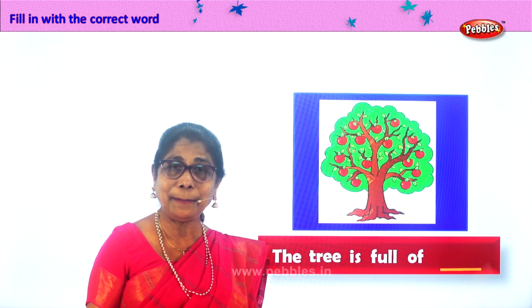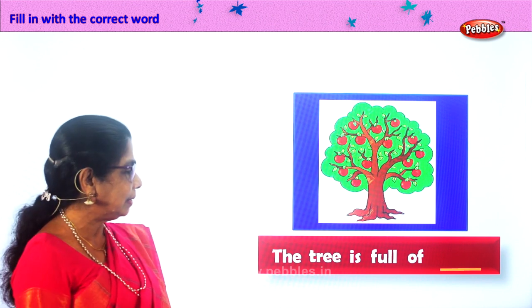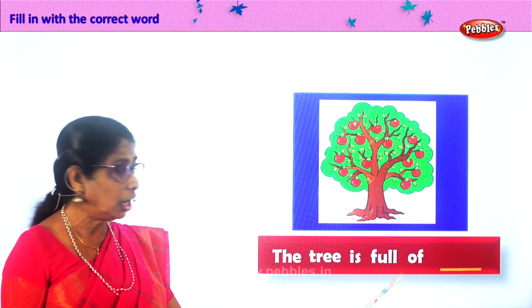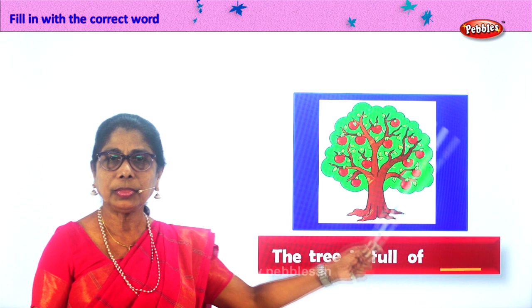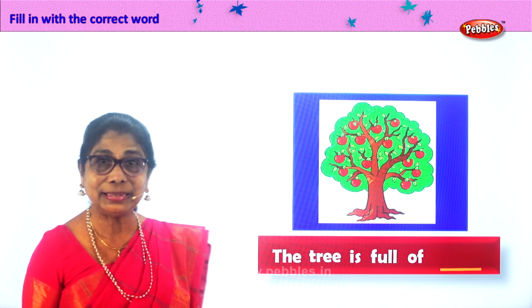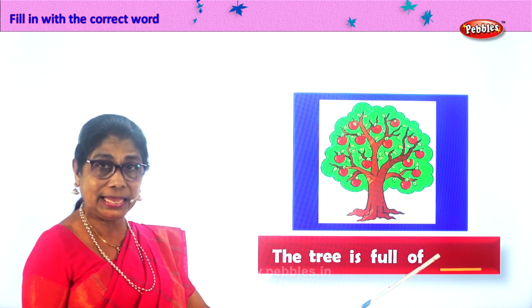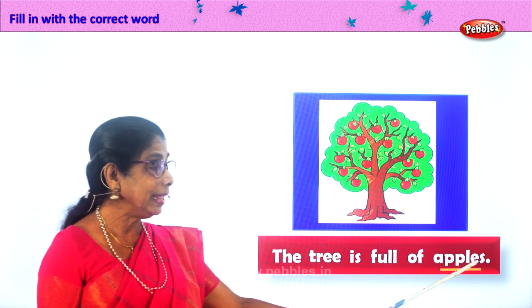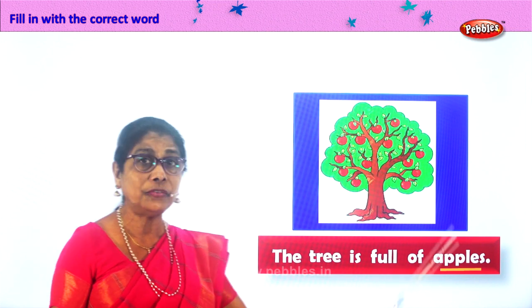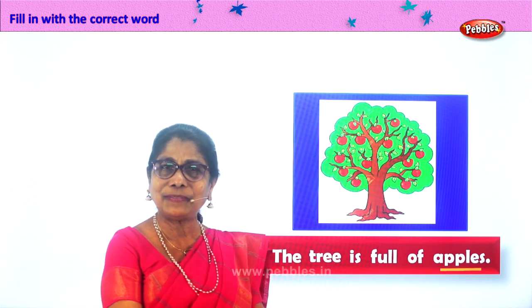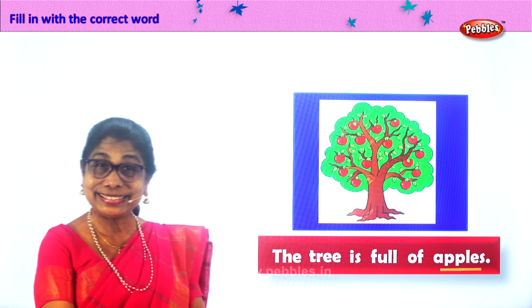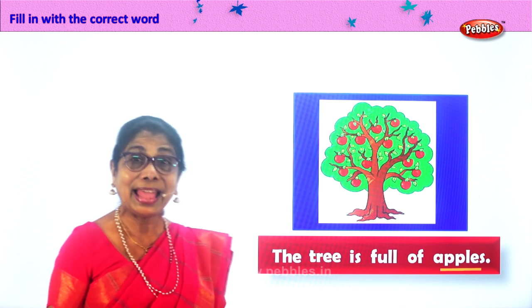Come, let's pluck some apples from the tree. Let's look at the sentence. The tree is full of dash. The tree is full of, what is this fruit called? Apples. Spell apples. A-P-P-L-E-S. Apples. The tree is full of apples. Would you like to see a tree full of apples? What will you do? Run and pluck some for yourself. Yes, the tree is full of apples.